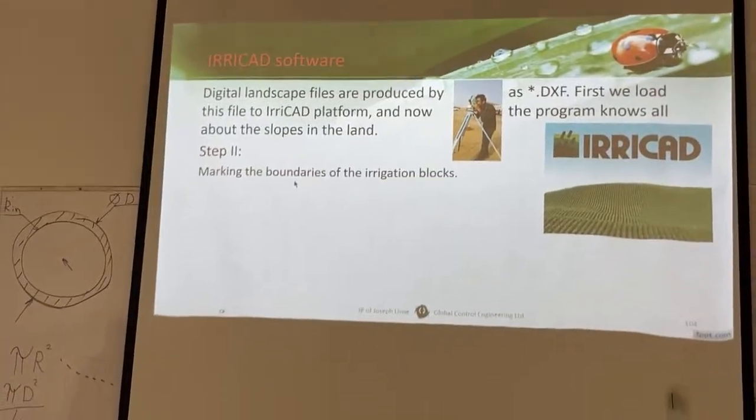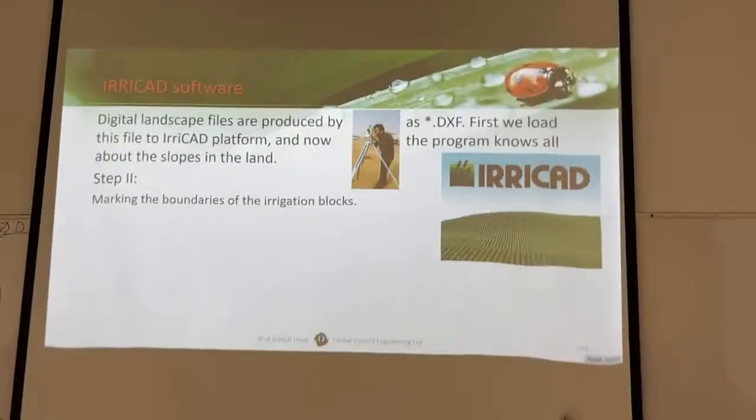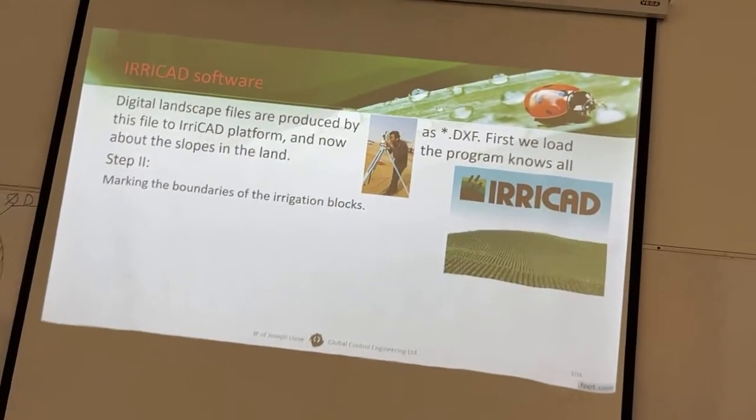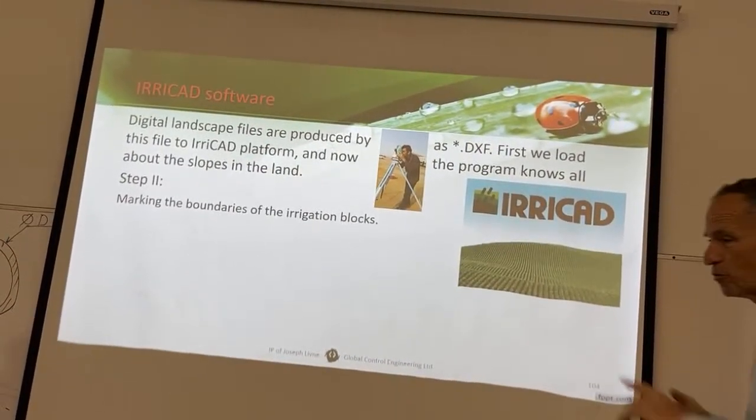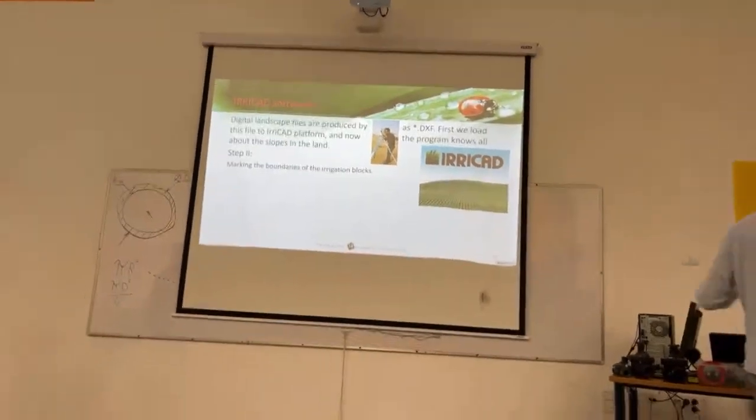Okay, so first of all you load the map on the software, so it already knows what your field looks like. Secondly, you mark all the boundaries of the irrigation block. You make a new layer, you mark the boundary of the irrigation block.